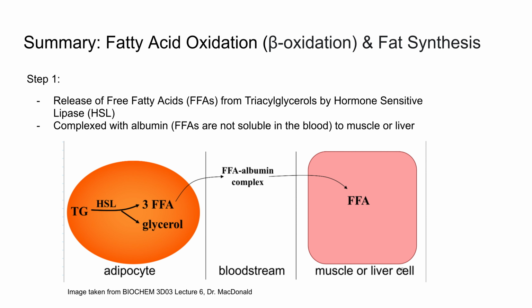So specifically for fatty acid oxidation, also known as beta oxidation, it first happens with the release of free fatty acids from triacylglycerols in adipocytes by an enzyme called hormone-sensitive lipase. These free fatty acids will then be released into the bloodstream complexed with albumin because they're not soluble within the blood, and delivered into our muscles or our liver cells.